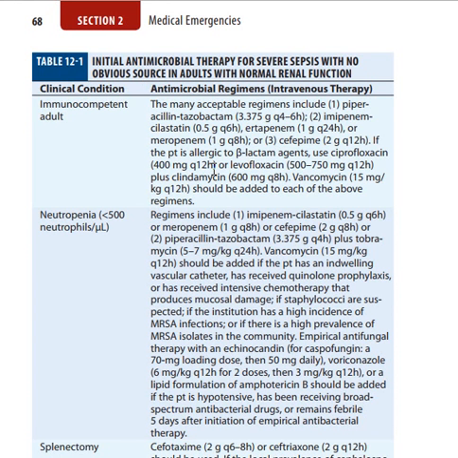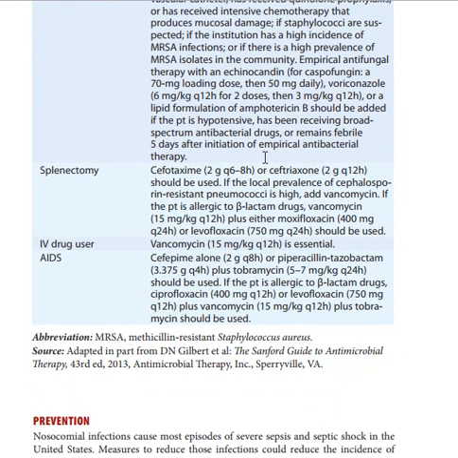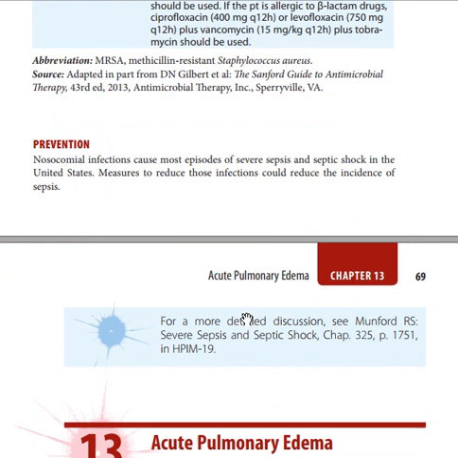Vancomycin should be added to each of the above regimens, because among the causes of sepsis we also have Staphylococcus aureus. Now the next one: if you have a patient with neutropenia, you use this regimen here. If you have a patient with splenectomy, use this regimen. An IV drug user, use this regimen. AIDS patient, use this regimen.